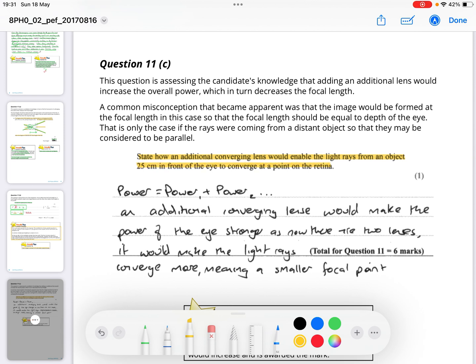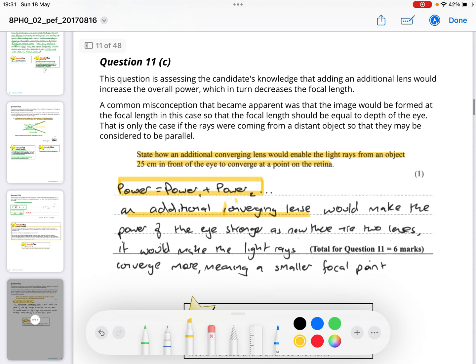Well, this student has rightly said that the power is increased by adding a second lens, one being your eye's converging lens, by an additional diverging lens he's put, which would make the power of the eye stronger. Converging, oh, this is converging. So be careful the way you're writing it. It looks a bit like, if you put a dot there, it could be misread as diverging.